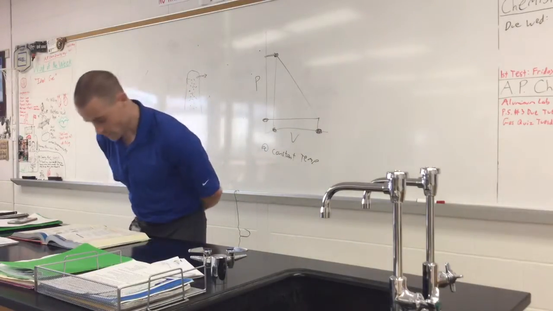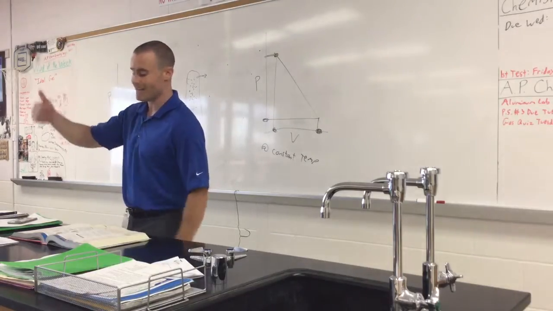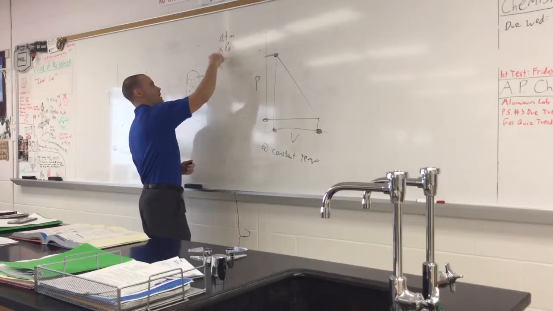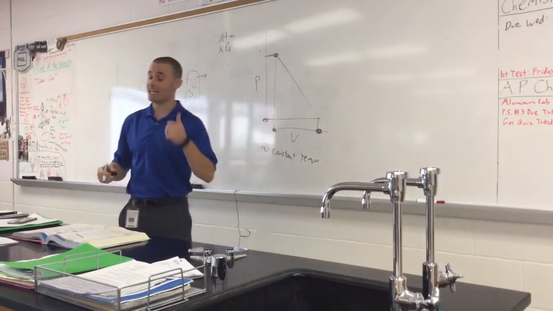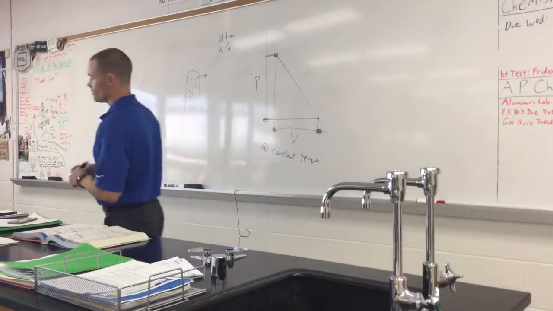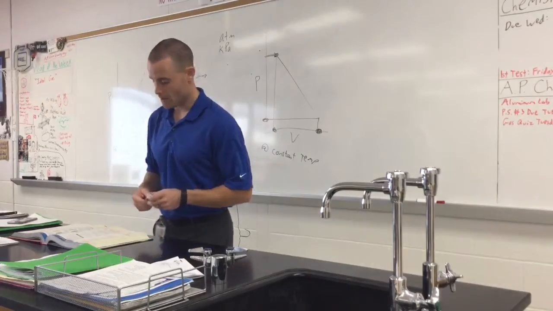Good. 54. Units for P, V, and T. P, you should have atm or kPa, kilopascal or atmosphere. Volume, liters or milliliters. And temperature, Kelvin. Celsius doesn't belong here. Kelvin is what we're dealing with for gases.